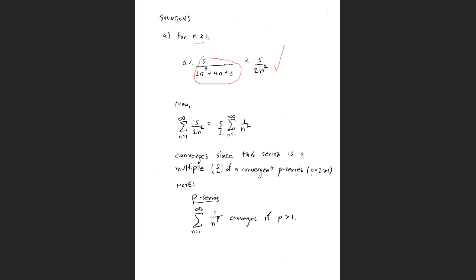Now, why am I interested in 5 over 2n squared? If we look at the series from n equals 1 to infinity of 5 over 2n squared, we can factor 5 halves out. So the series 5 over 2n squared equals 5 halves times the series 1 over n squared. But that's a convergent series, because all this is 5 halves times a convergent series. Let me give you a moment to catch up. Let me know if you have any questions.